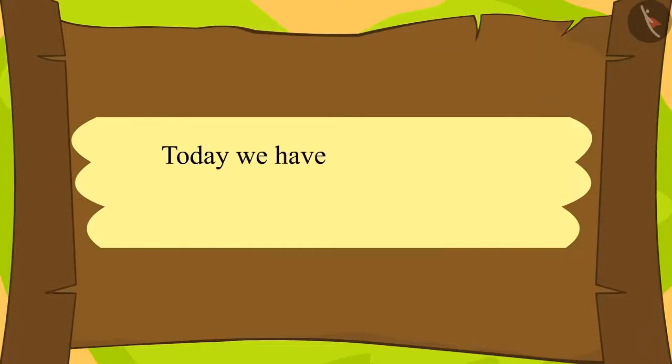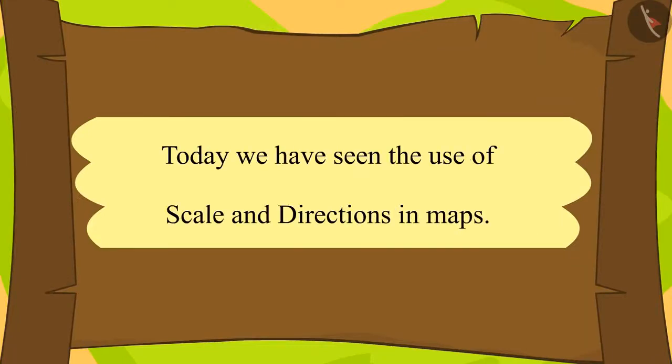Children, in this lesson, we have seen the use of scales and directions in maps.